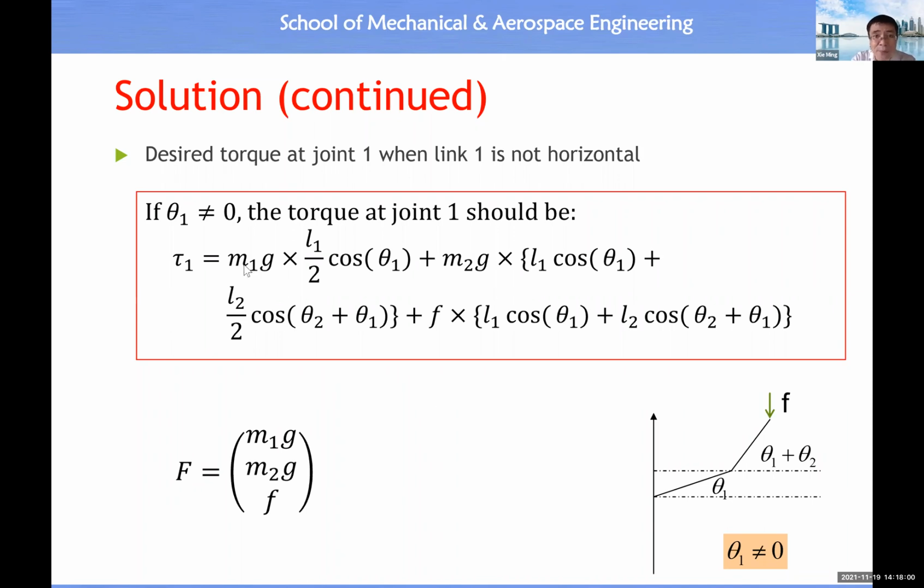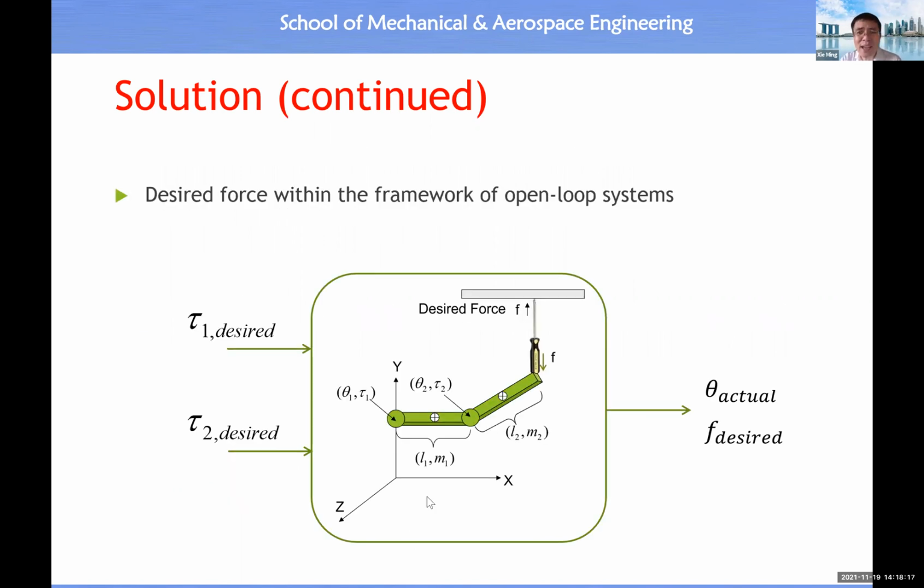Again, you see we can put the M1G, M2G, and F together to form this interaction vector. Then you see the relationship for robot statics, which is equal to J transpose times F. That's it. So then we can have this open loop control system. It means if we let motor 1 and motor 2 produce tau 1, tau 2 with these two desired values, eventually this robot arm will stay at rest in this configuration.